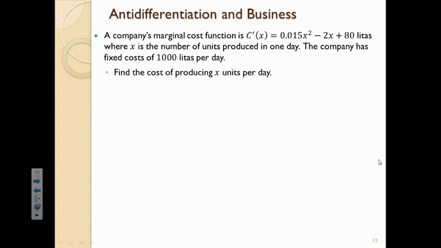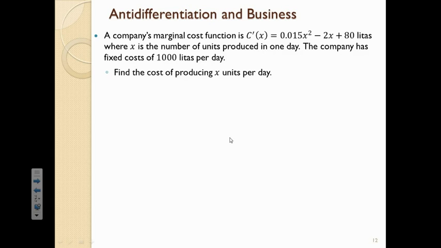Now, working with a business function, here is a business problem. A company's marginal cost is this function. C prime of x is equal to this. That means, again, the marginal cost means they're working with the derivative. And it's in litres, where x is the number of units produced in one day. How many units we make every day. The company has fixed cost of 1,000 litres per day. Find the cost of producing x units per day.